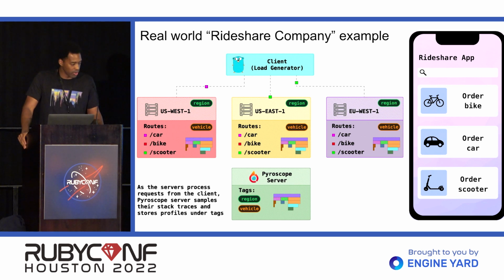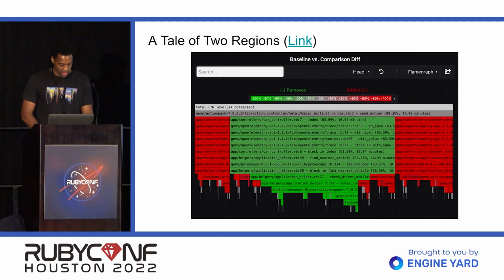So yeah, now in the time left, I will go through a couple of examples. The first one is a real-world example that shows what I was talking about with the ability to understand tags and break down profiles. I'll show it with a Ruby application. Basically, think of it as a simple rideshare application. There are 3 routes, one for car, one for bike, one for scooter, and we tag those as vehicle. Then there are 3 regions, and we tag that as region. And this is what we end up with.